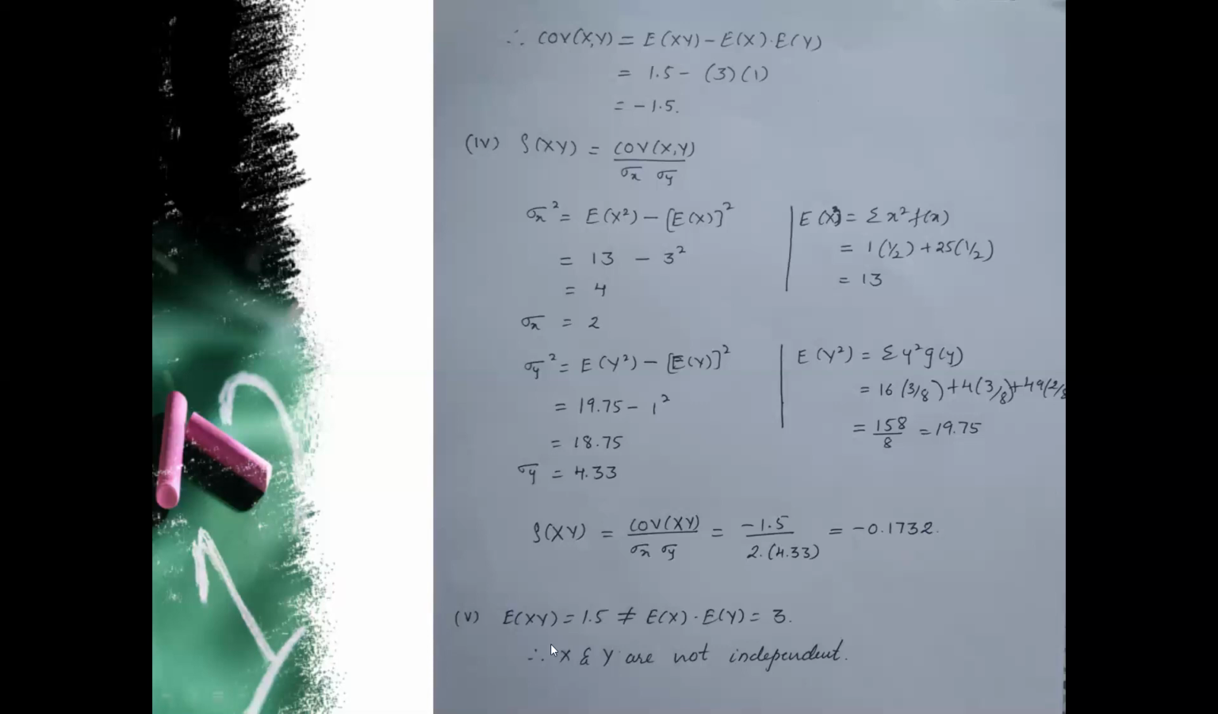For that, expectation of xy should be equal to expectation of x into expectation of y. Then we say that x and y are independent. Now we have got expectation of xy is 1.5, expectation of x is 3, and expectation of y is 1. So expectation of xy, which is 1.5, is not equal to the product of expectation of x into expectation of y. Hence they are not independent random variables.